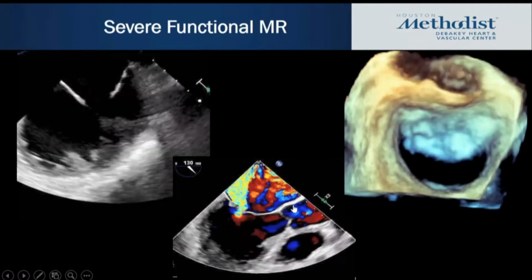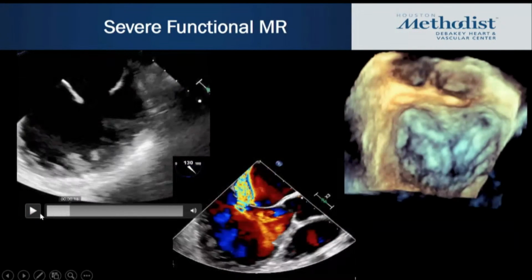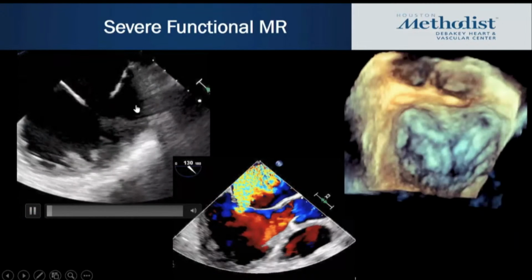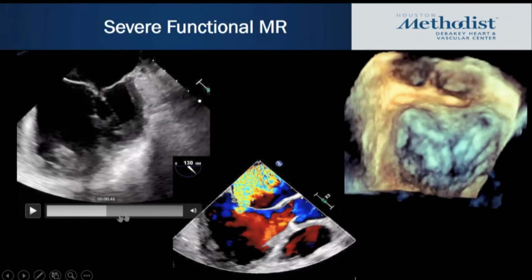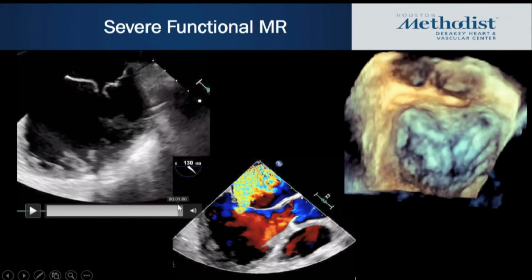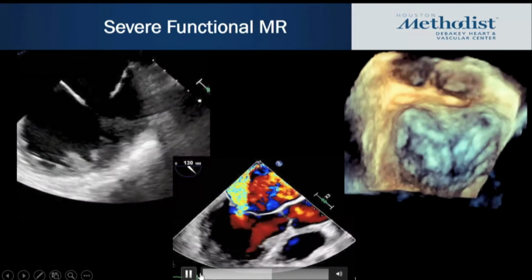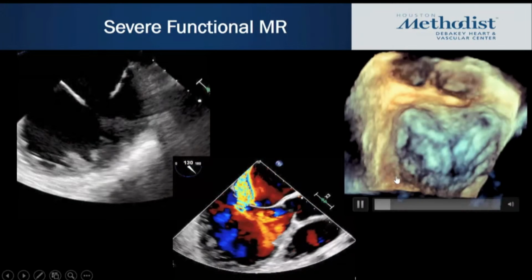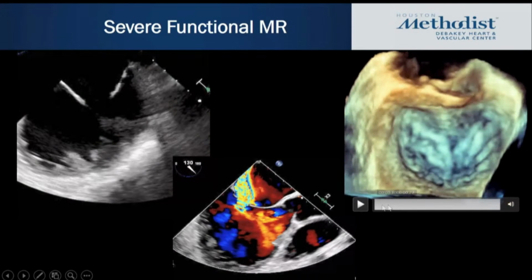This is a case of secondary or functional mitral regurgitation, and this is usually caused by LV dilation. You can see that the posterior leaflet is restricted, and you can appreciate that malcoaptation gap right there. This resulted in significant mitral regurgitation, as you can appreciate by color Doppler, and this is 3D imaging of that same valve, demonstrating how restricted that posterior leaflet is.